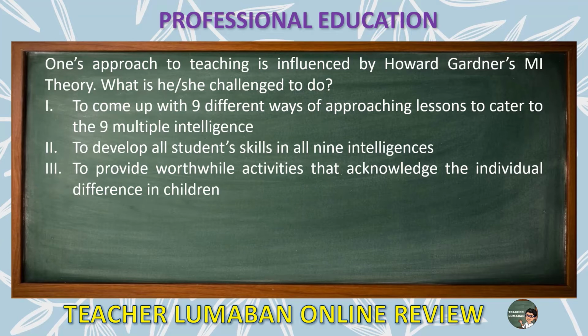Letter A, Roman numeral 2 only. Letter B, Roman numeral 3 only. Letter C, Roman numeral 2 and 3. Letter D, Roman numeral 1, 2, and 3. Choose the suitable answer based on the given choices in 5 seconds.